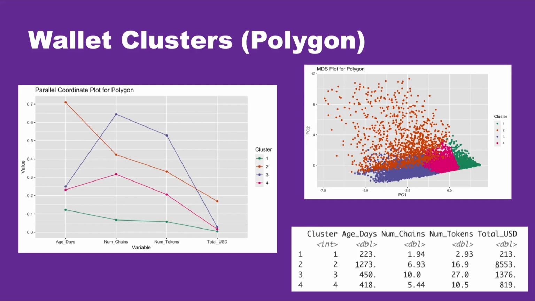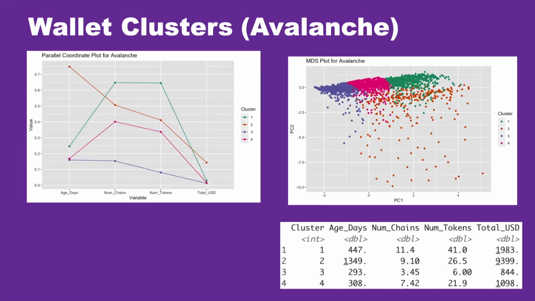So when we look at Polygon, you'll notice that those clusters, broadly speaking, except for their colors and being a little bit different, appear very similar to the overall result. That's not a surprise because, as we know, Polygon represents the largest fraction of the addresses that we see in the data. When we look at Avalanche, we actually do see some different results.